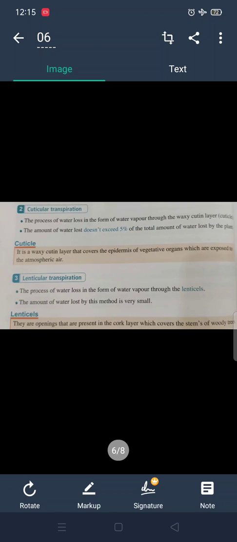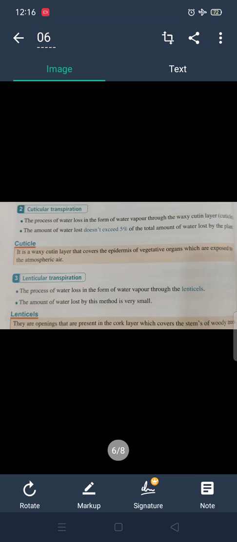Number 2, cuticular transpiration. The losing of water in the form of water vapor through the waxy cutin layer, and this doesn't exceed 5%. Cuticle is the waxy cutin layer that covers the epidermis of vegetative organs which are exposed to atmospheric air.